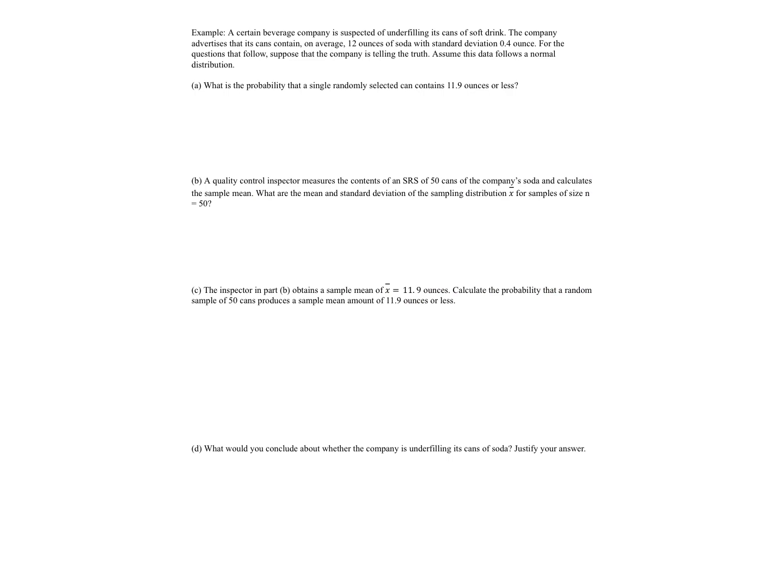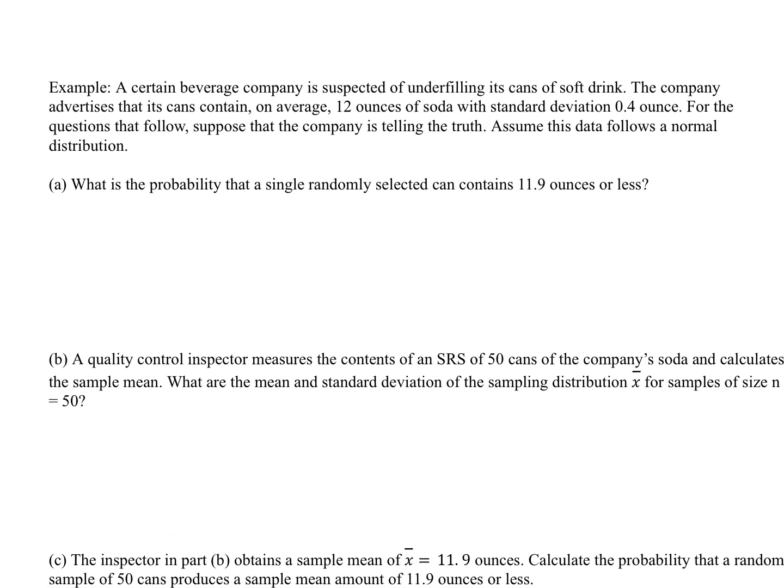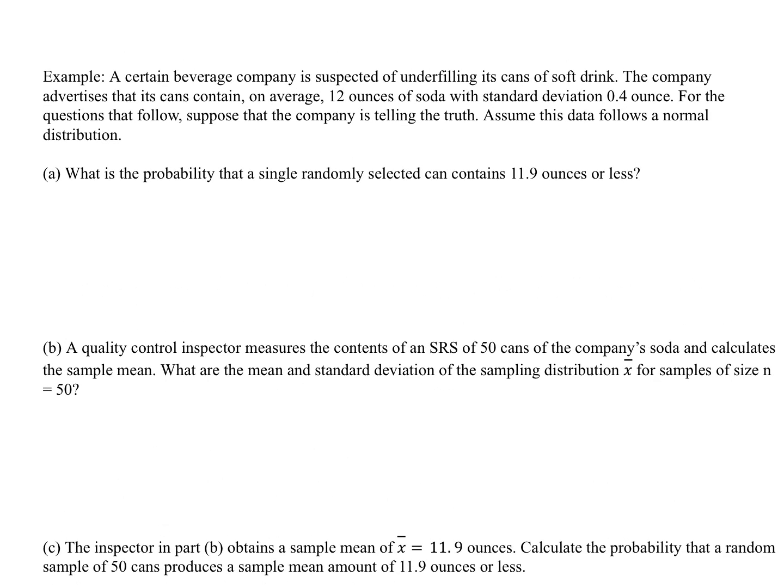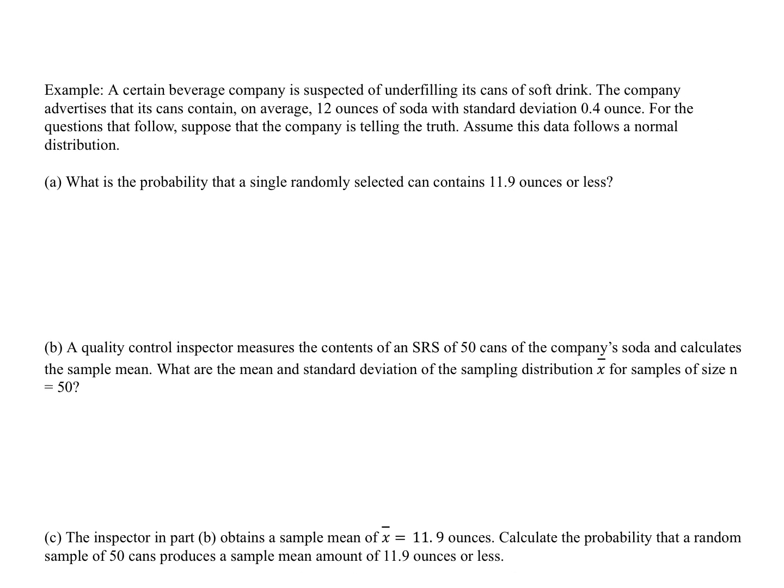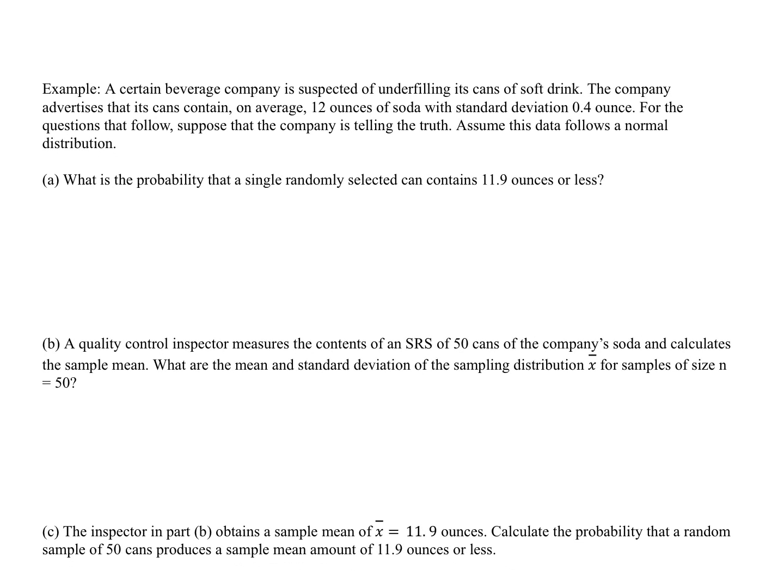All right, so we're going to do one last example. So we have that a certain beverage company is suspected of underfilling its cans of soft drink. The company advertises that its cans contain, on average, 12 ounces of soda with a standard deviation of 0.4 ounces. For the questions that follow, suppose that the company is telling the truth and assume this data follows a normal distribution. So we want to find the probability that a single randomly selected can contains 11.9 ounces or less.